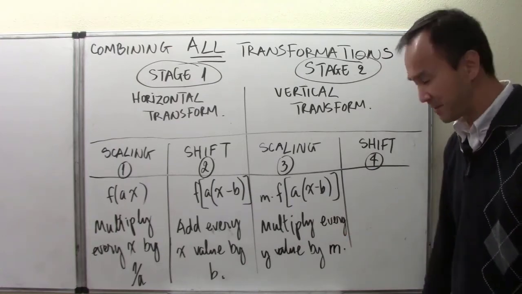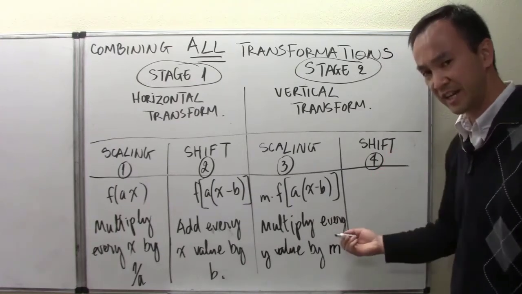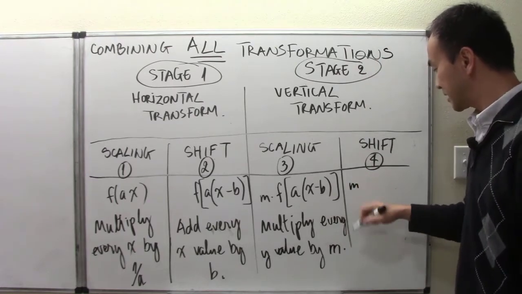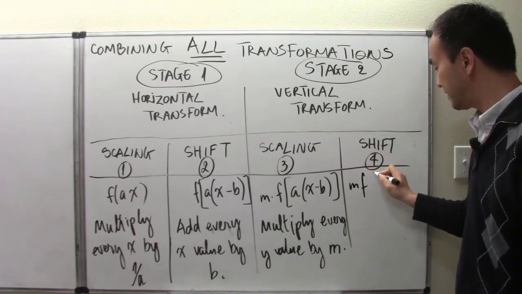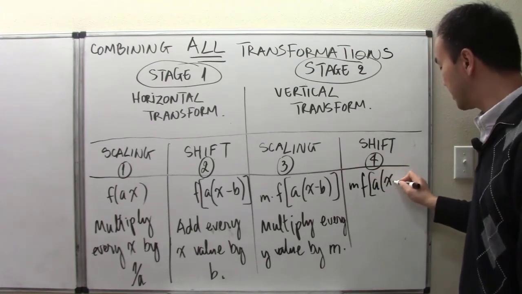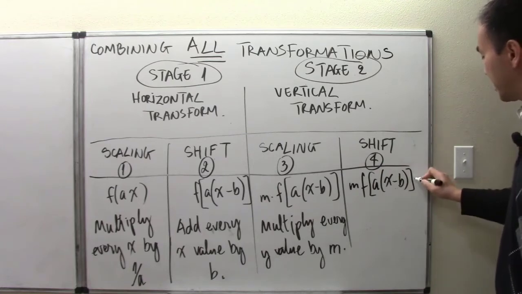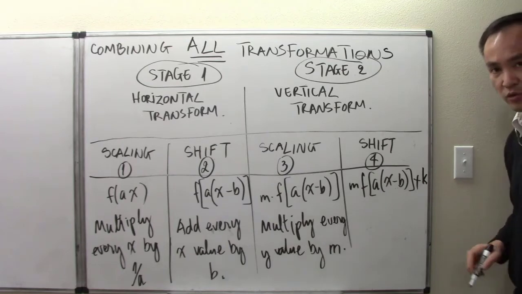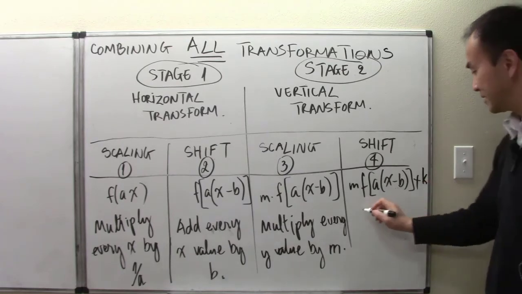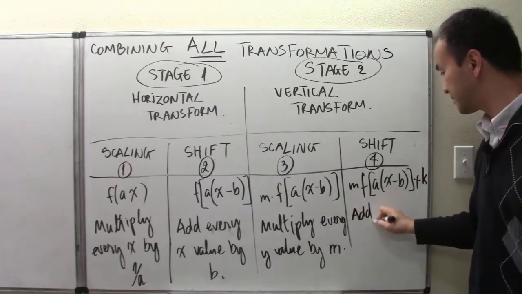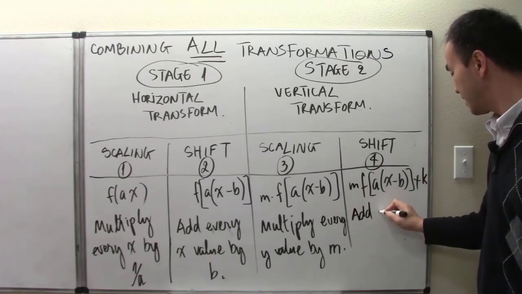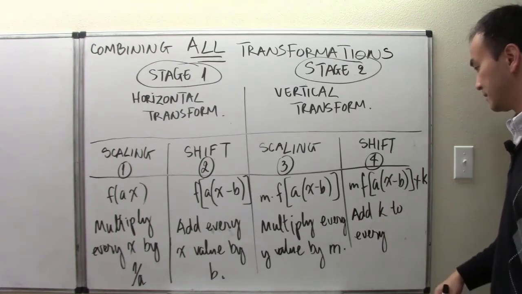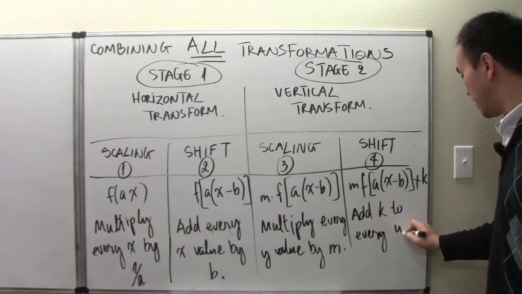And then the last step, this step right here, we're indicating we're going to shift up and down. As an expression, it's in the form of m times f, where we keep the linear expression inside in factor form, and now we add k. We add that value k right here. So this last step, we simply add k to every y value.